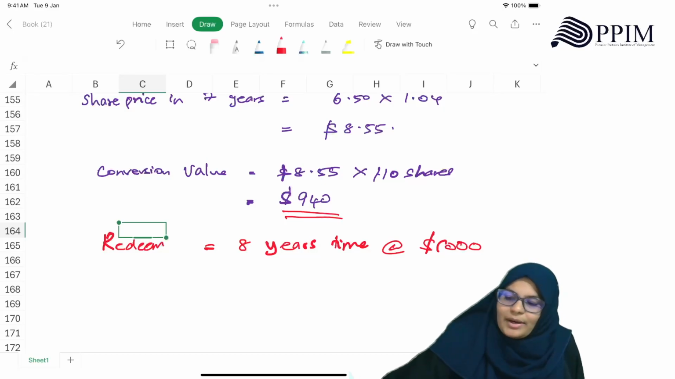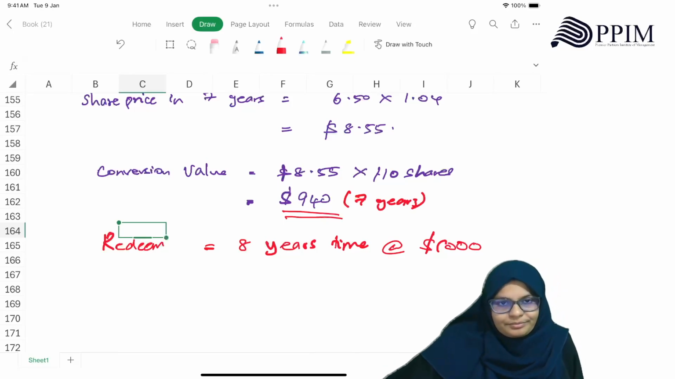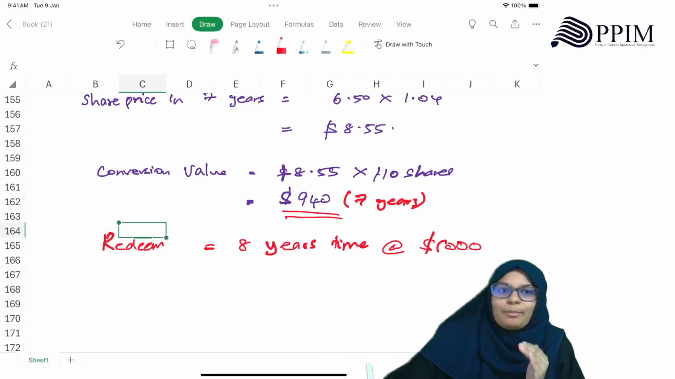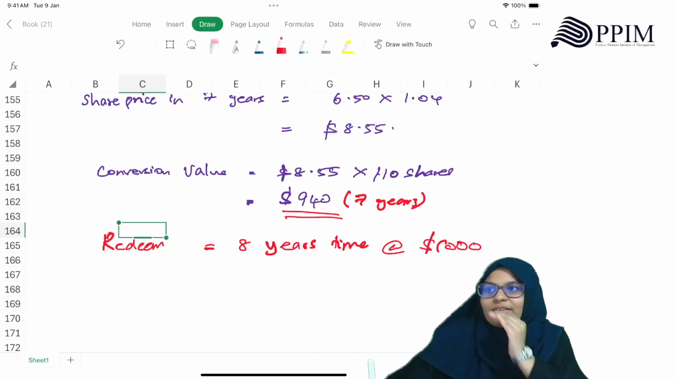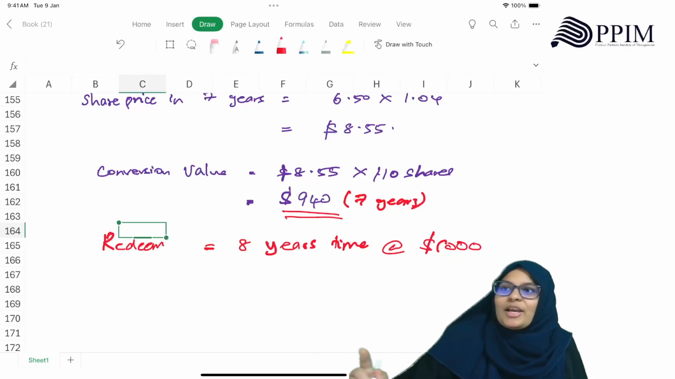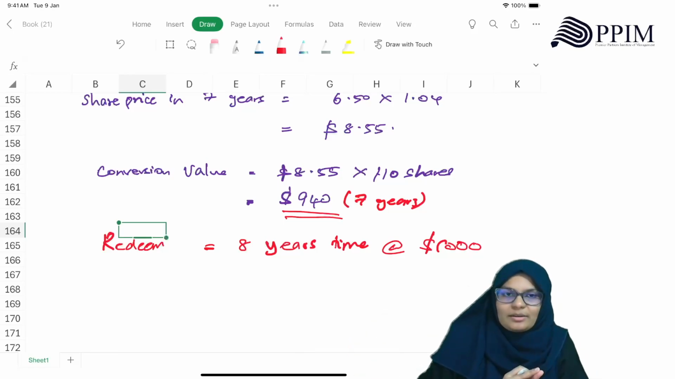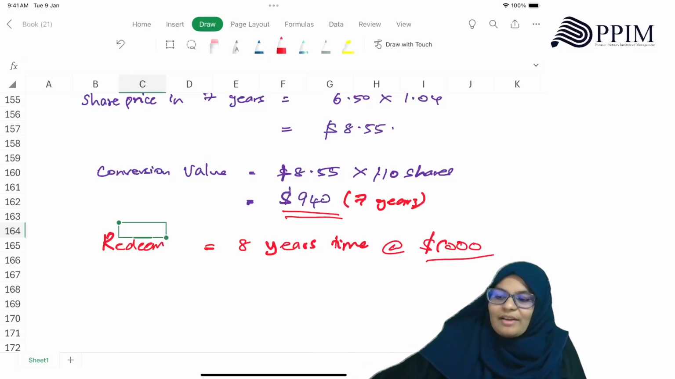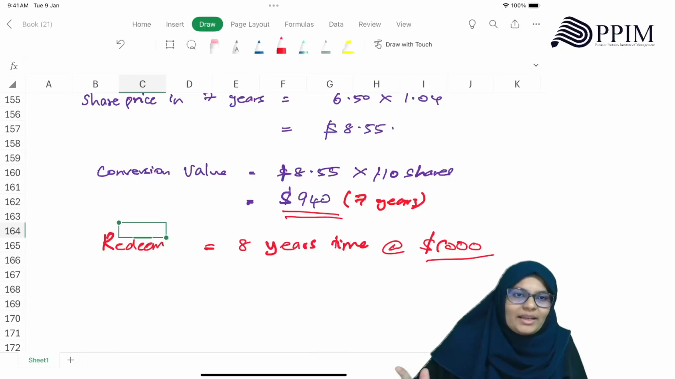It is valid, but there is a small problem here. Conversion is 940, correct, but you will get it in 7 years. Redemption is 1,000, correct, but we're talking about 8 years. When it's financial management, first of all, the time has to be at the same point. So if you're talking about conversion that's happening in 7 years, you have to consider redemption in year 7 terms as well. So this 1,000, we have to make it in 7 years' time. Meaning we have to bring it back by 1 year, right?